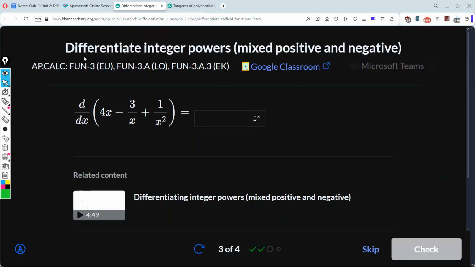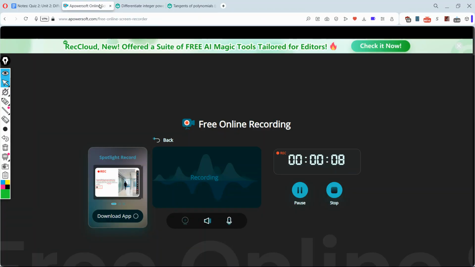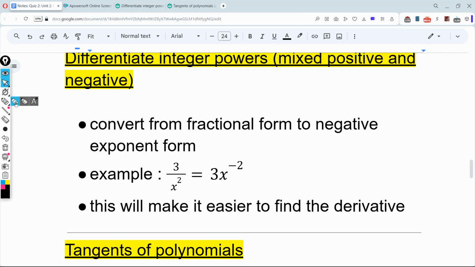This will be for the con exercise. Differentiate integer powers, mixed positive and negative. All right, some notes here.